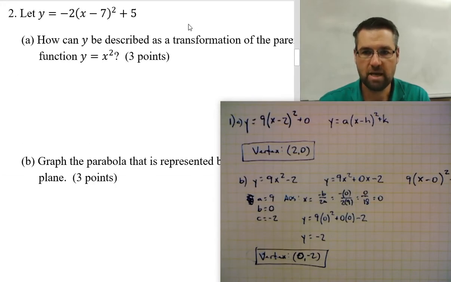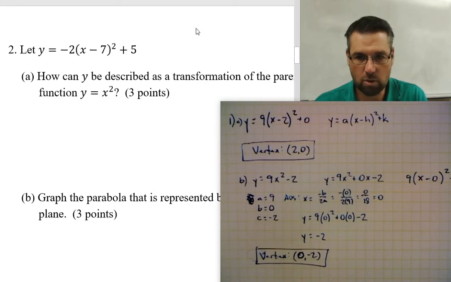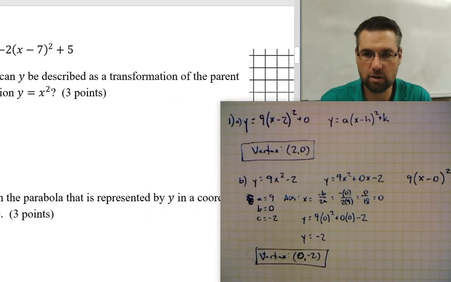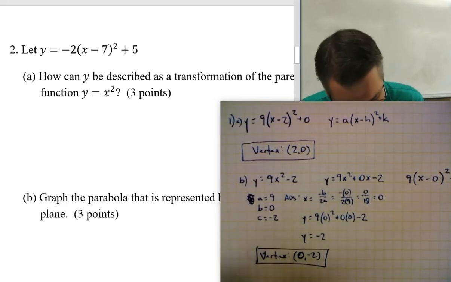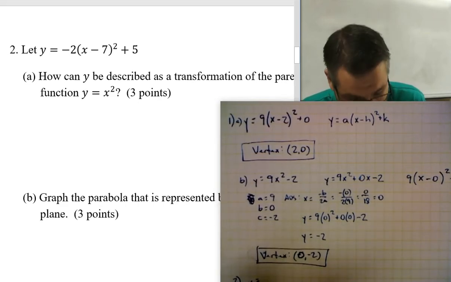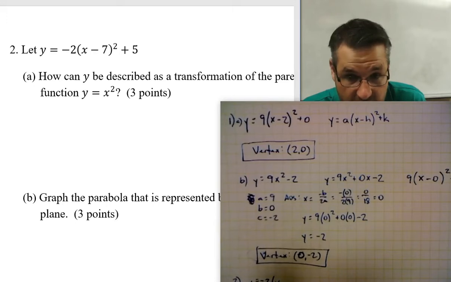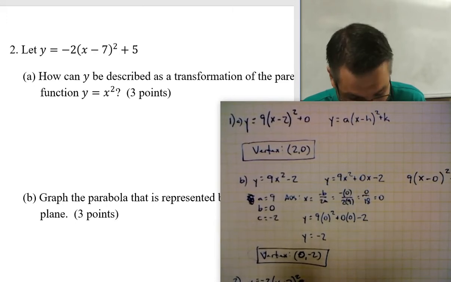Number 2 says, let y equal, and I'm going to have to zoom out here so we can see the rest of it. Actually, we could probably see most of it there. Let y equal -2 times (x minus 7) squared plus 5.